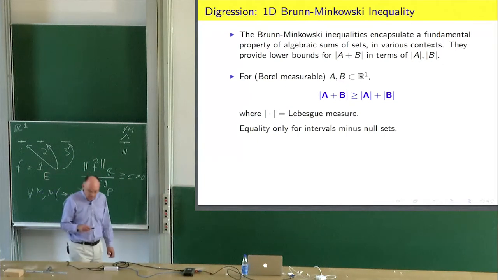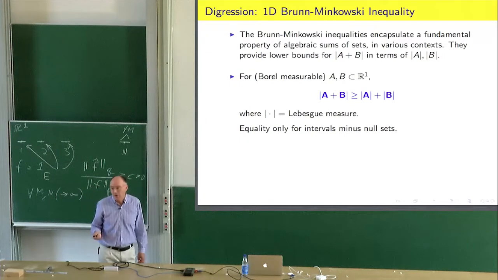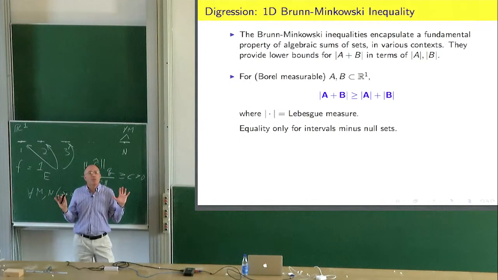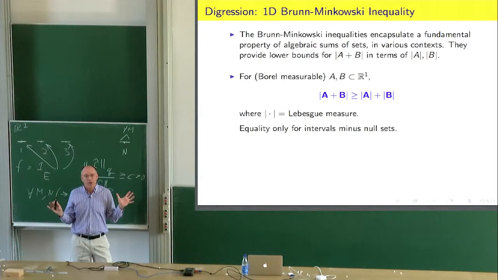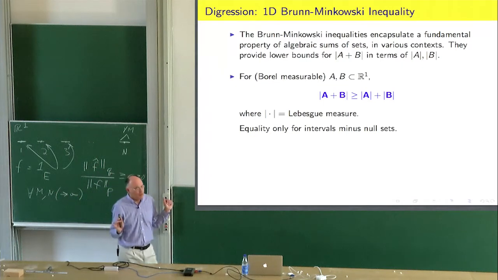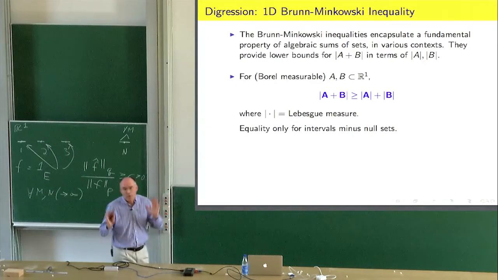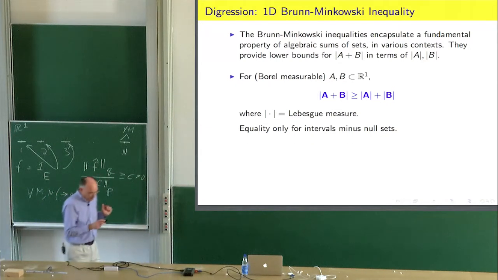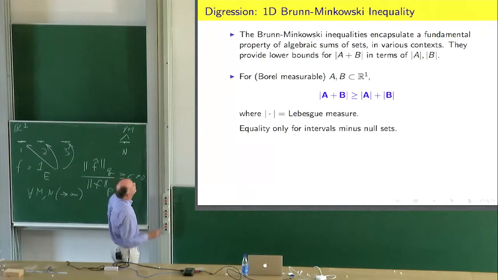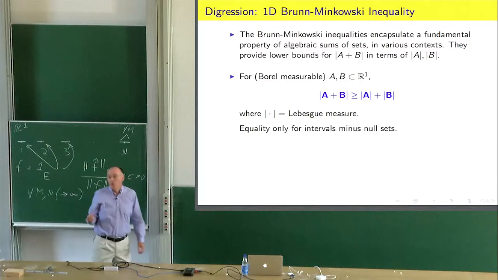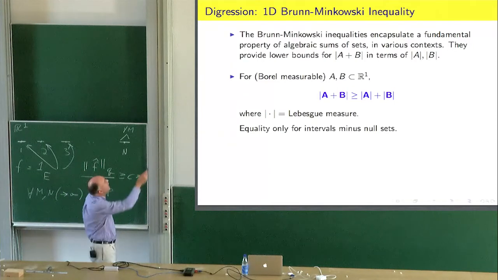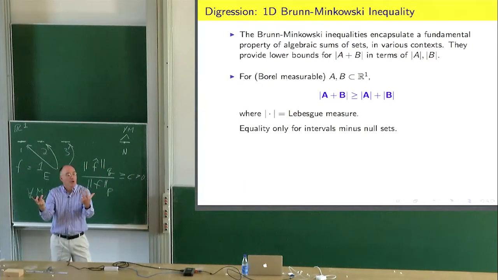It's connected to inverse forms of the Brunn-Minkowski inequality. Now, the Brunn-Minkowski inequality is really an inequality in dimensions greater than 1. So what I'm stating here is the one-dimensional version, which is a very simple thing, is not really the Brunn-Minkowski inequality at all, but that's the part that's really relevant. So Brunn-Minkowski inequalities give lower bounds for measures of sumsets. And for Borel subsets of the real line, the one-dimensional one says the measure of a sumset is greater than or equal to the sum of the measures.